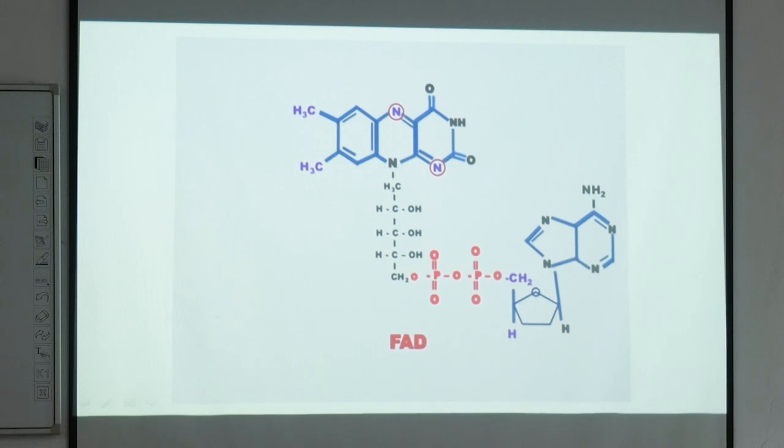Now this is the structure of FAD, flavin adenine dinucleotide. So when we add one phosphate, it becomes FMN. When we add another nucleotide, what is that? AMP. This is adenine, this is adenosine, and this is AMP. AMP plus FMN forms FAD. Clear? So there are two coenzyme forms of riboflavin. One is FMN, the other is FAD. Okay.